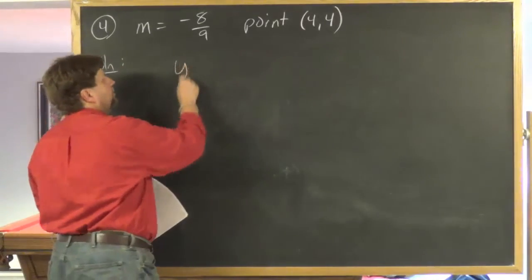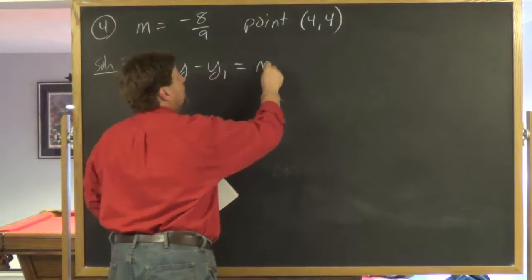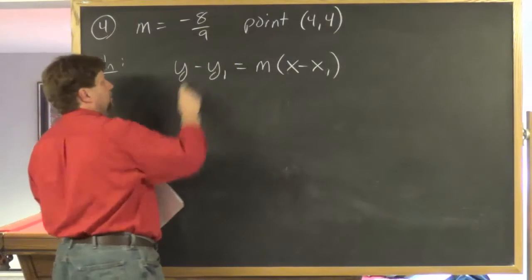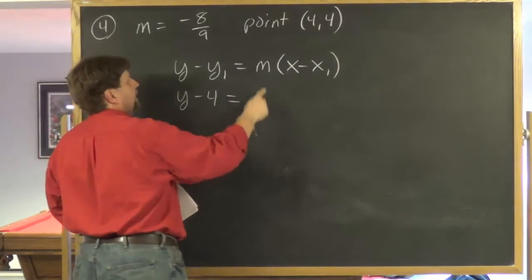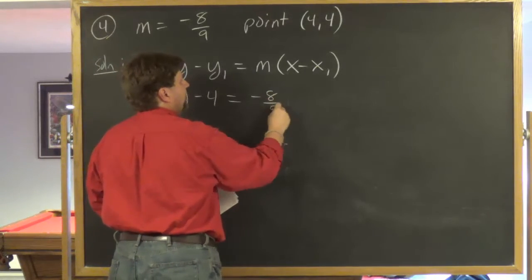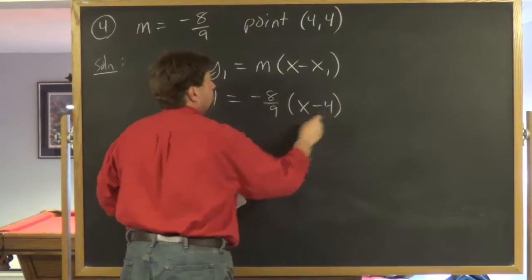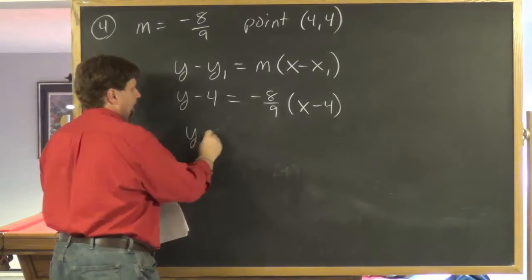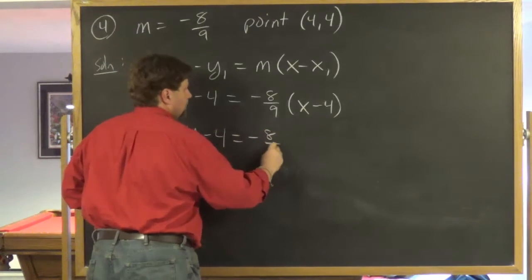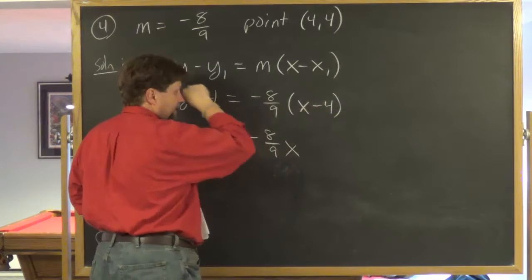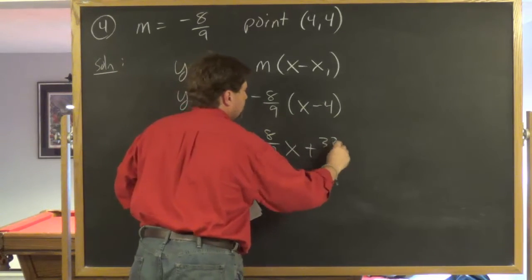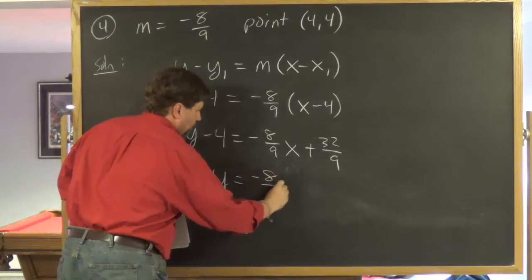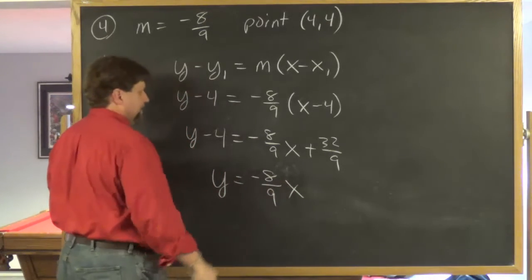So remember, point-slope form is y - y1 = m(x - x1). And then just substitute in what you know. So you have y - 4 = -8/9 (x - 4). Now to get this into slope-intercept form, we need to distribute that -8/9. And let's see, -8/9 times -4, that's 32/9. And then add 4 to both sides. So you get y = -8/9 x.